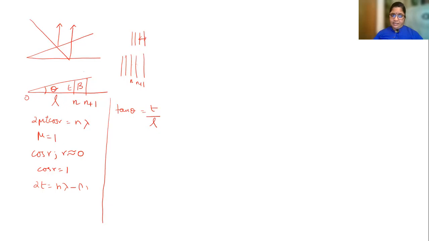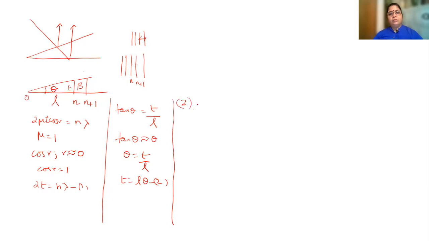But this theta is extremely small. The two glass plates actually look like one. So tan theta is almost equal to theta. So I could write theta is equal to T by L, or T is equal to L theta. This is equation 2.